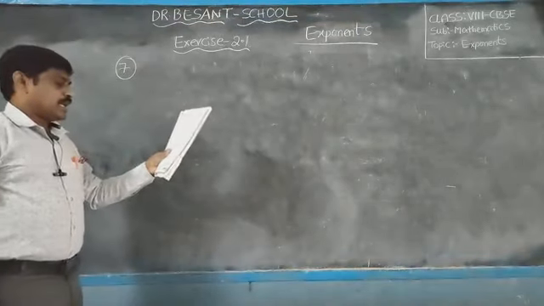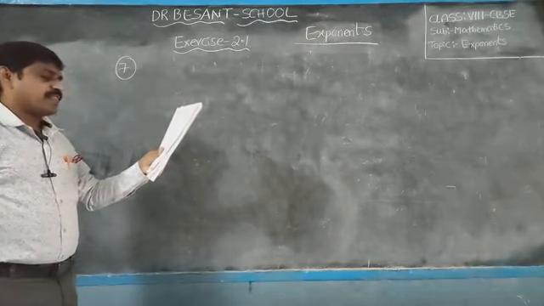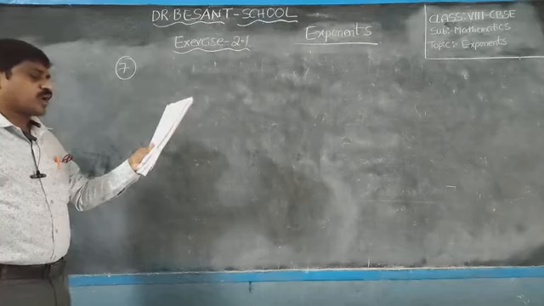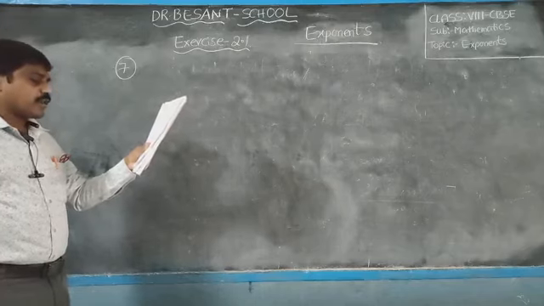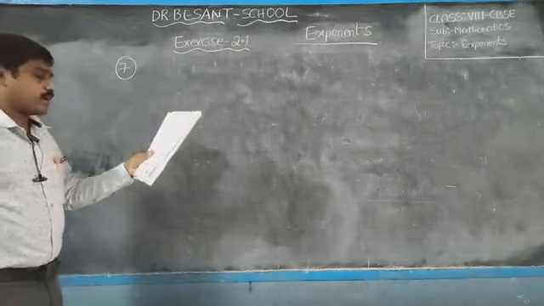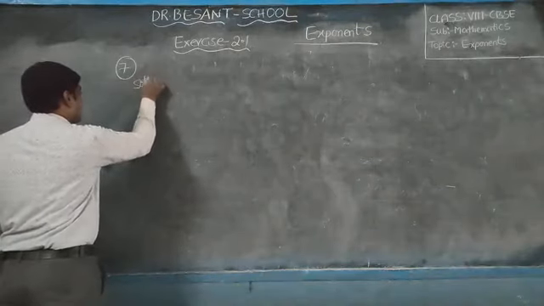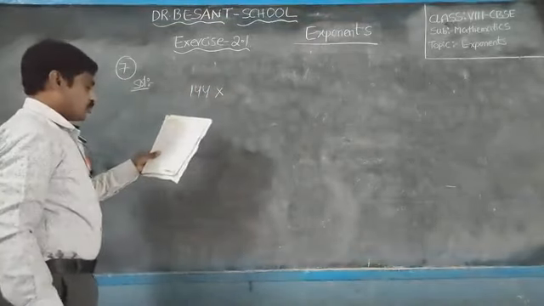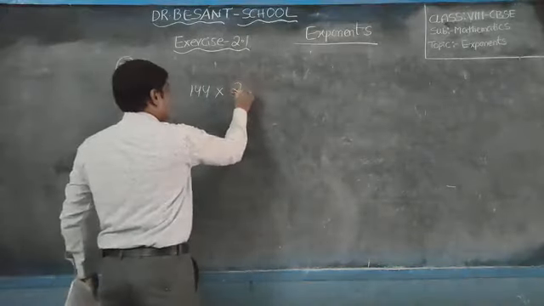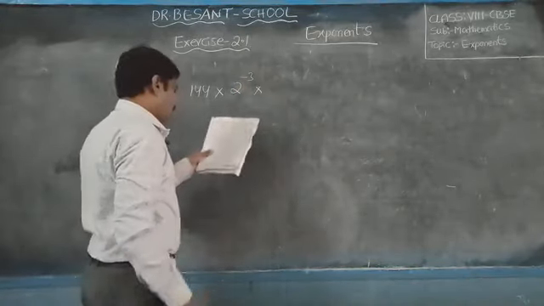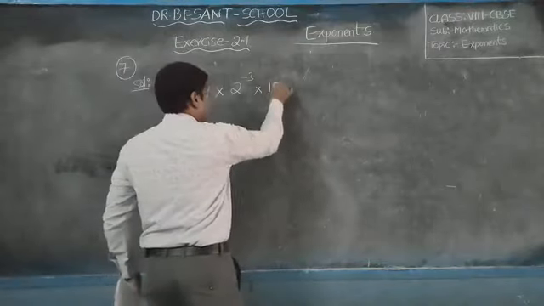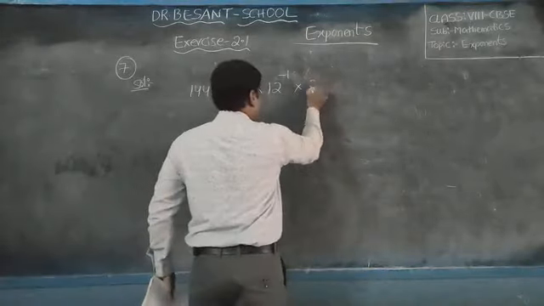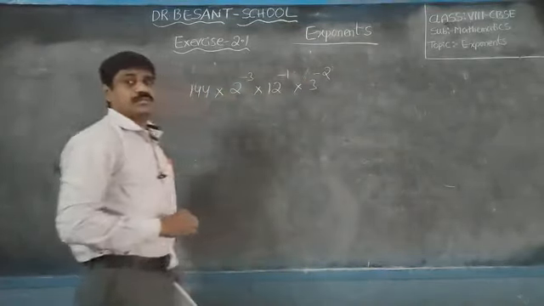When the number 144 is multiplied with 2 power minus 3, 12 power minus 1 and 3 power minus 2 consecutively, find the product. That means 144 into 2 power minus 3 into 12 power minus 1 into 3 power minus 2. What is the result?